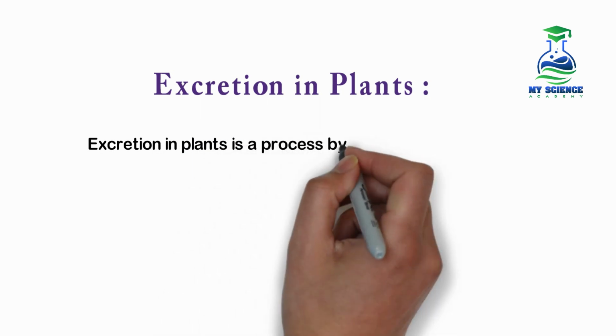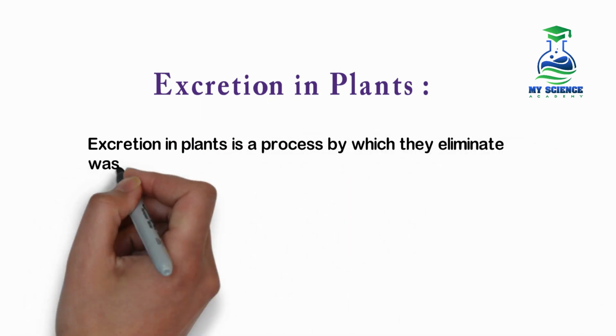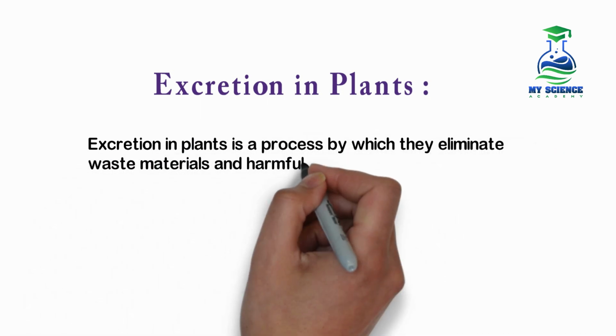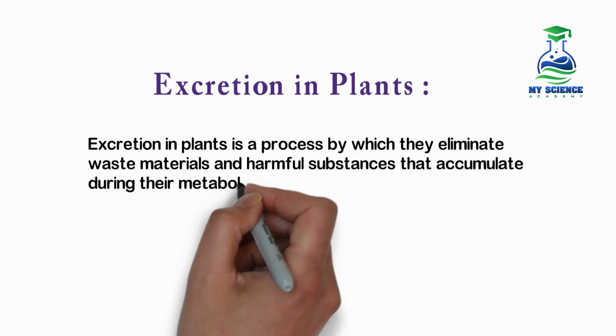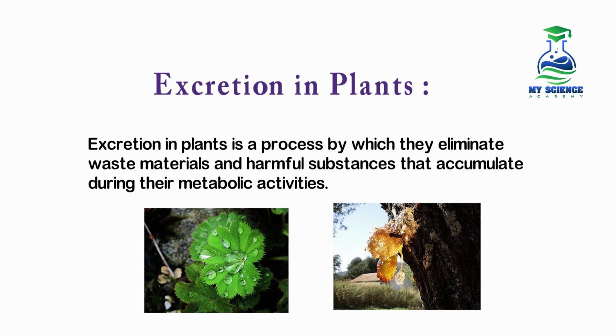Today we are going to discuss the topic of excretion in plants. Excretion in plants is a process by which they eliminate waste materials and harmful substances that accumulate during their metabolic activities.